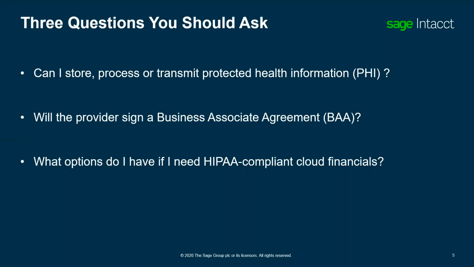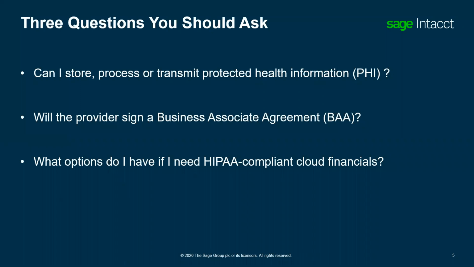If you're in the healthcare arena, there are 3 questions that you should ask. These 3 questions here on the screen: can I store, process, or transmit protected health information, better known as PHI? Will the provider sign a business associate agreement, a BAA is the acronym there? And what options do I have if I need HIPAA compliant cloud financials? If you are a finance leader, you know that moving to a new accounting system is a big undertaking, and if you're considering a move, you want to make sure that you get the answers to these questions.